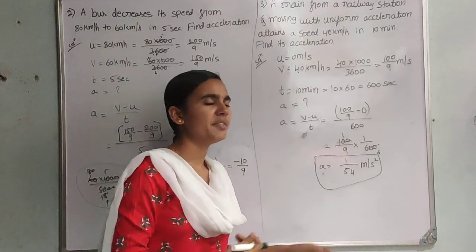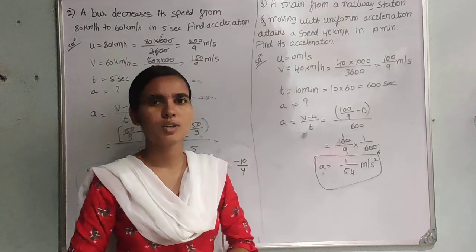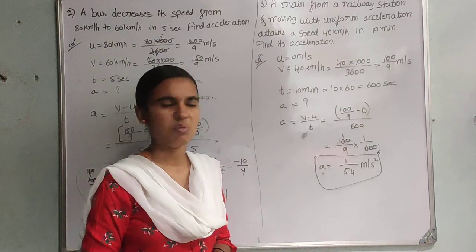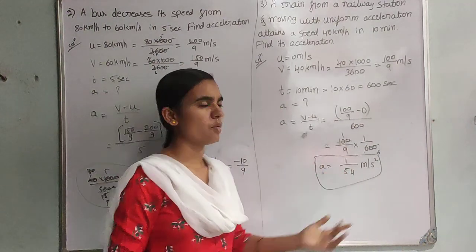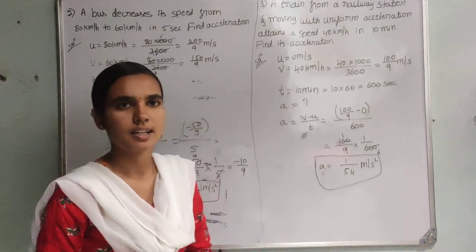So if you want to convert it in terms of decimals, you can, but it takes time. So that's why you can just write it as 1 by 54 meter per second square.